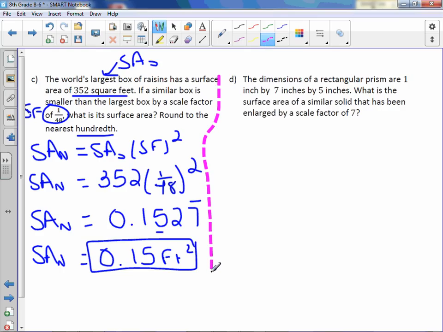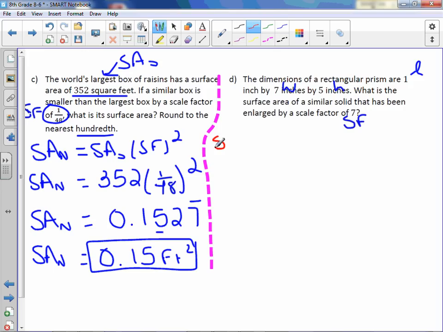The dimensions of a rectangular prism are 1 inch by 7 inches by 5 inches. So we'll call this length, width, and height. What is the surface area of a similar solid that has been enlarged by a scale factor of 7? Now, we don't have the surface area. We need to find the surface area.